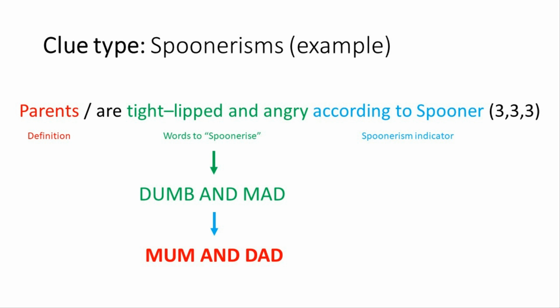Here, if we spoonerise dumb and mad, and apply a little homophone, as per according to, we get mum and dad. I remember when I was a kid, we definitely ran around chanting mum and dad are dumb and mad. I'm sure I didn't anticipate using that saying in a video on how to solve cryptic crosswords many years later.